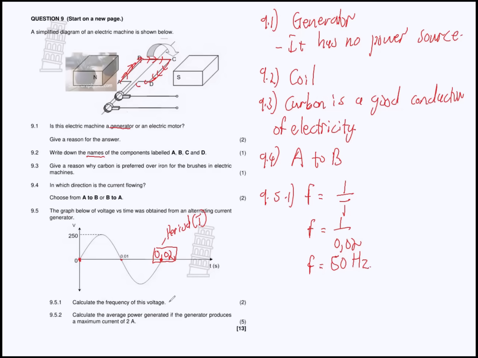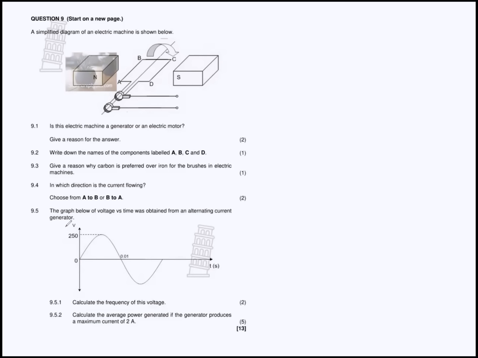It says calculate the average power generated if the generator produces a maximum current of 2 amperes. Okay, so let's have a look at that one. 5 marks. So this is a very serious question. Let's check first. We are given a value here of 250 volts, which we already know, if we are given a graph, the value over here represents the peak voltage, right? Remember, peak means maximum. So that represents the maximum voltage, and we are also given the maximum current as well.